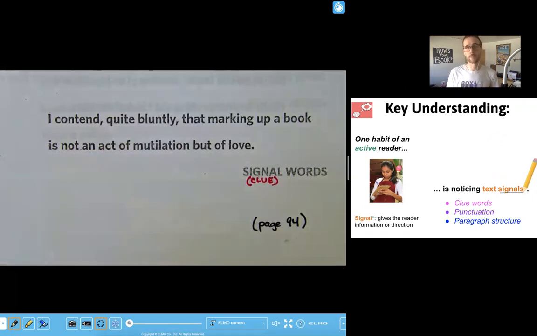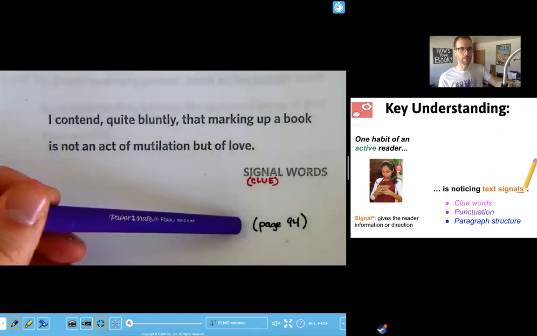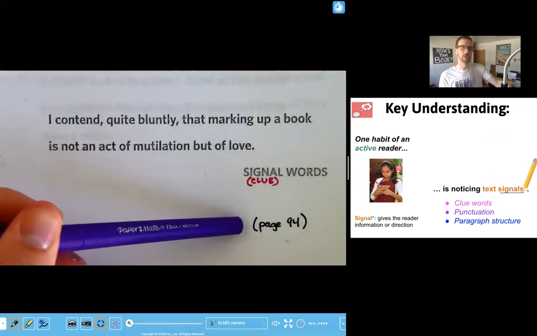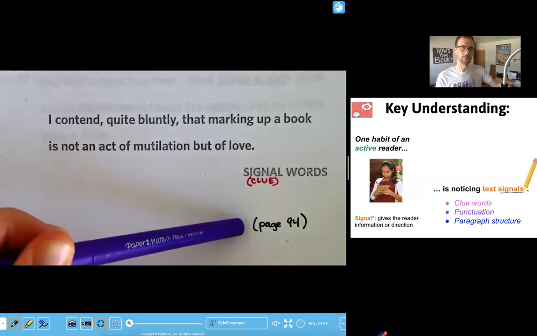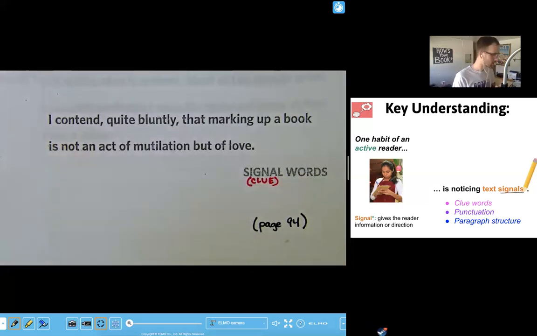So for today's examples, we're going to take a look at a few sentences from this week's text titled How to Mark a Book by Mortimer Adler. In your packets, you can find these examples on page 94. So please pause to take out this page so that you can take notes along with me.